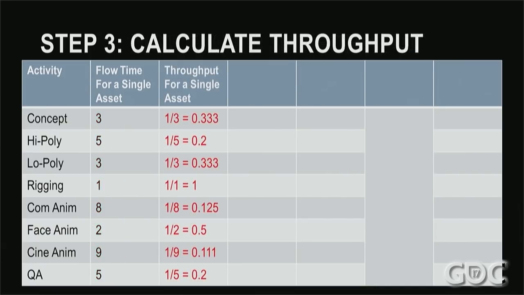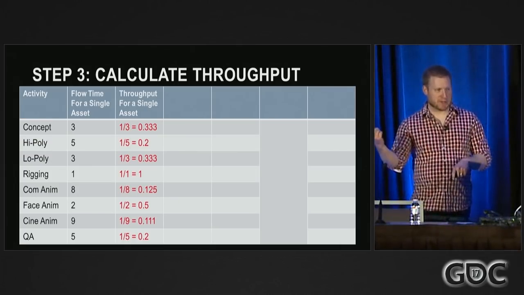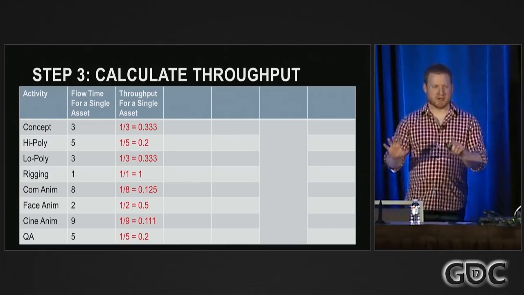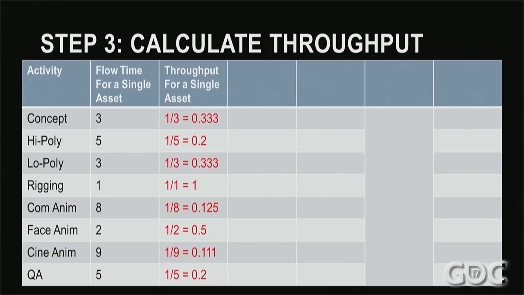In the third column, you want to figure out the throughput for one individual unit. So according to Little's Law, if we're talking about one unit, so inventory equals one, that means throughput and flow time are just inverse of each other. And if you didn't quite follow that, don't worry. Just trust me that this column is just the inverse of the second one. So for instance, our average throughput from concept art is about 1/3 of a character per day. Average throughput of facial animations is about 1/2 a character per day, etc.